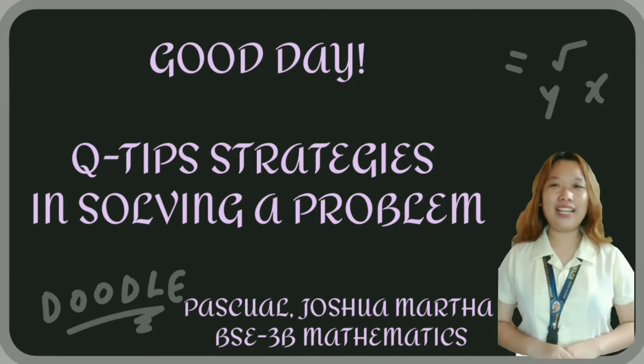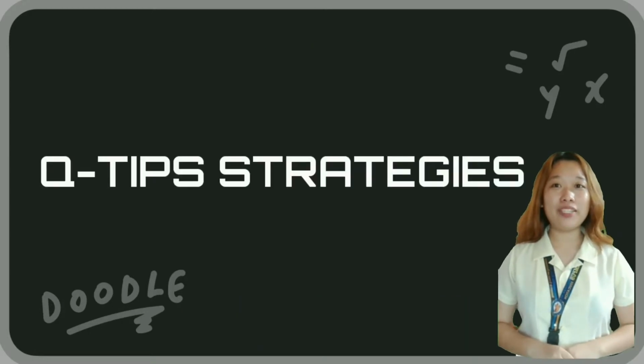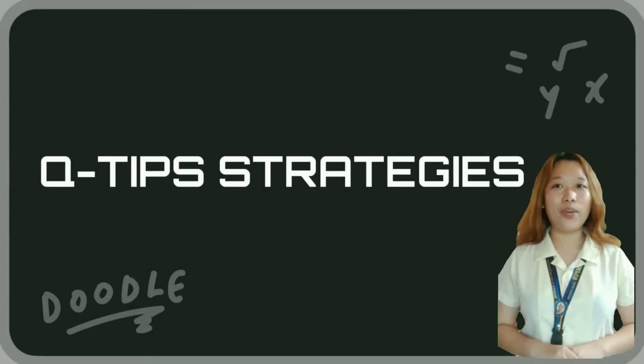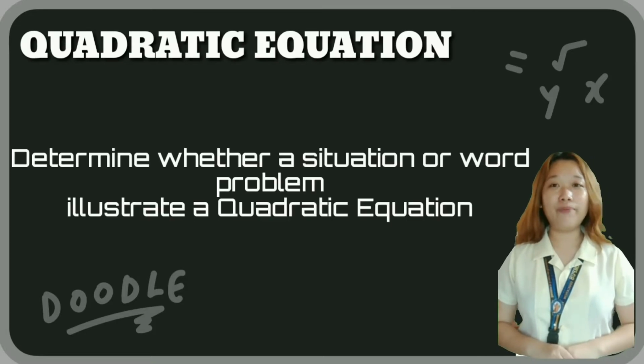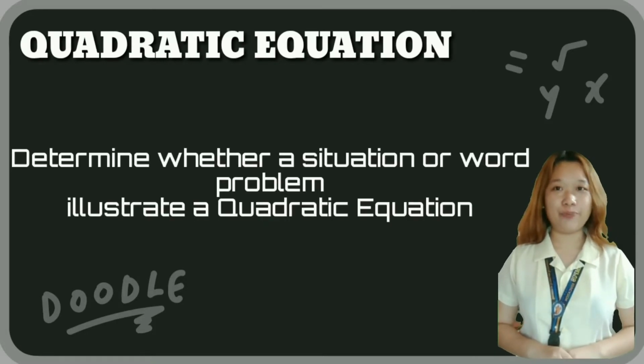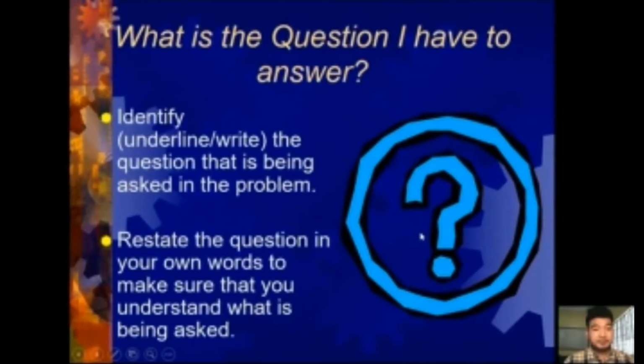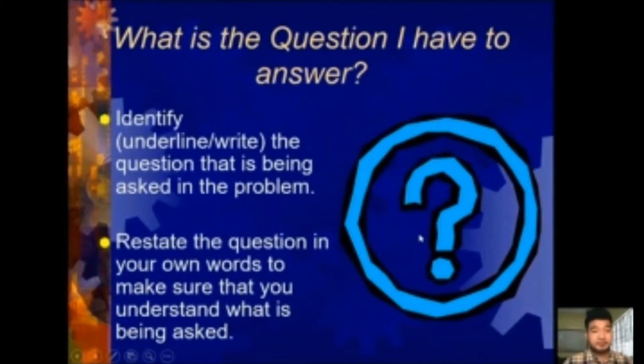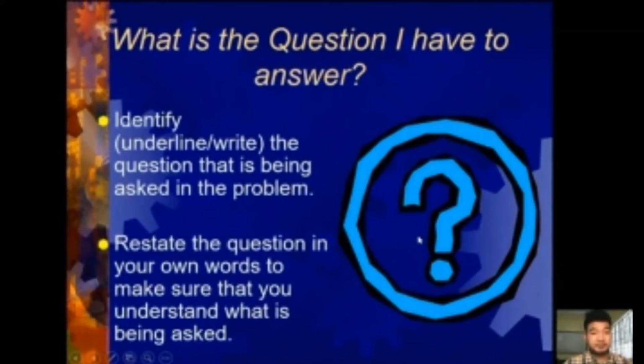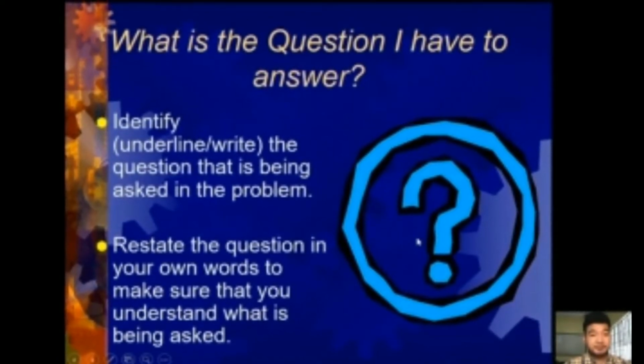For today's video lesson, we're now applying the Q-tips strategies in solving real-world problems in Mathematics 9. To enhance our understanding of quadratic equations, we will learn how to determine whether a situation illustrates a quadratic equation. First is to identify the question that is being asked in the problem and restate the question in your own words to make sure that you understand what is being asked.